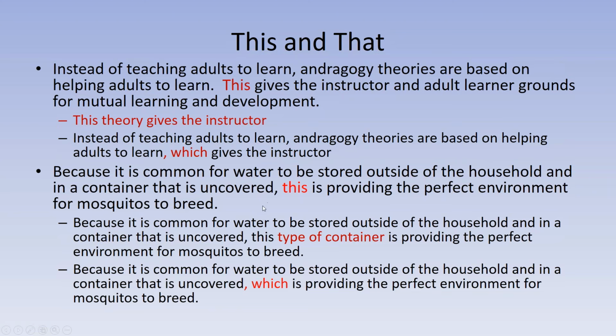Because it is common for water to be stored outside of the household and in a container that is uncovered, this is providing the perfect environment for mosquitoes to breed. So by just saying this type of container, now it's clear what I mean in the sentence. The other thing here is to combine these two sentences together using a comma with which. Also, it saves space if you have a space limitation, and prevents having to repeat yourself a bit.